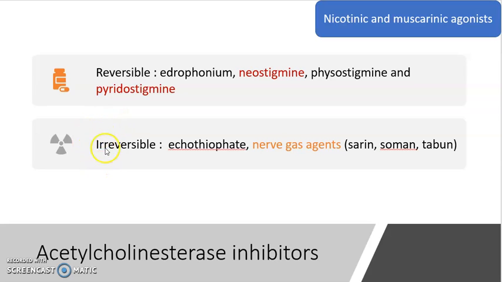And the irreversible ones are ecothiophate and nerve gas agents, such as sarin, soman, tabun, etc. So these are ones that of course are not used clinically generally, because these are mainly used by terrorists and other people who would like to launch terror attacks on other people.